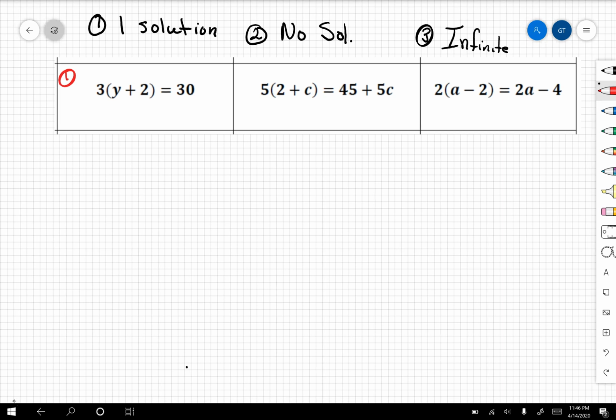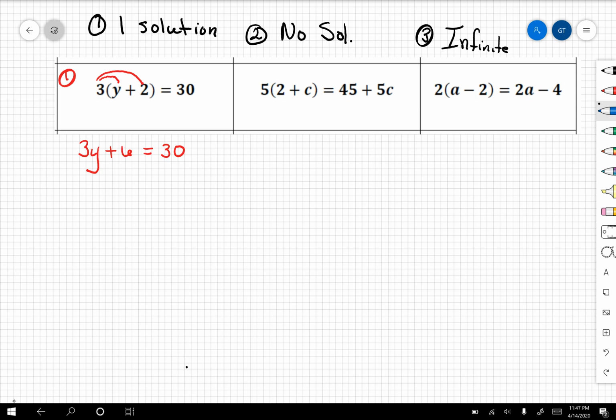All right, now I notice that I have parentheses here, so I'm going to do my distributive property. 3 times y is 3y. 3 times 2 is a positive 6. I have my equal sign, and then I have 30. If you need to stop the video and go back from there, you're welcome to. That's the great thing about videos, is you can pause and move on. All right, we're going to solve for y.